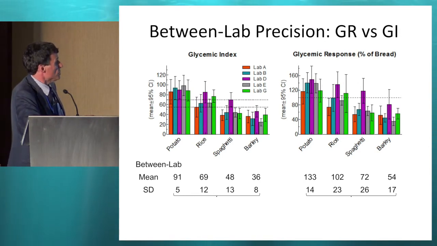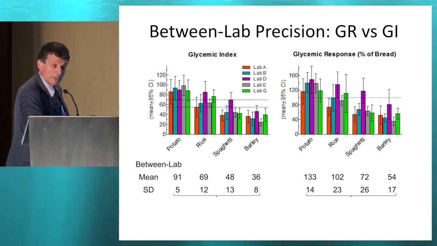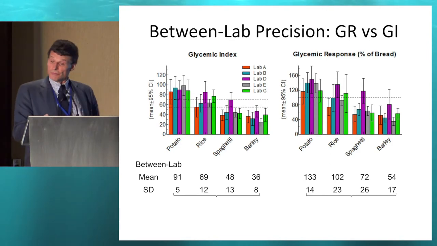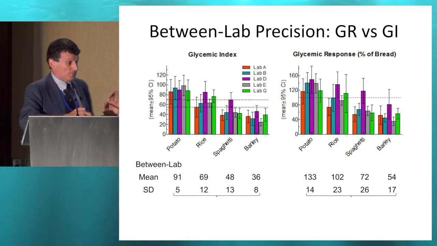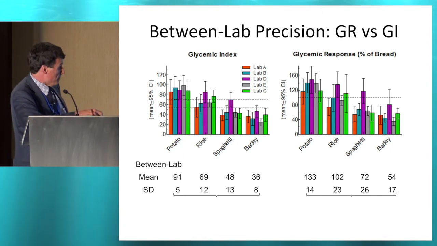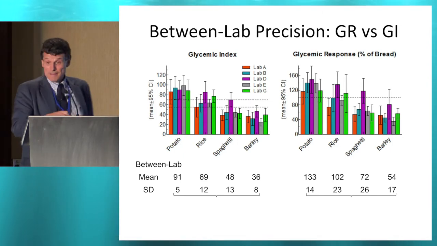Well, what about precision and the precision of glycemic response? Is this actually any better? Is this a better metric than GI? And of course, we can use our interlab study data to compare the glycemic responses of those foods. And just to pull it out, I compared the responses of the four foods to bread.